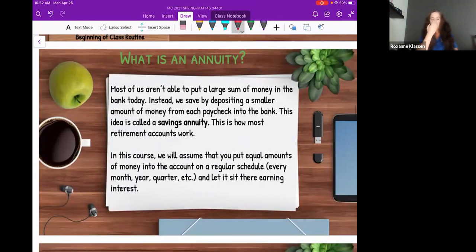Let's talk about what annuities are. So I don't know about you, but this is true for most people. Most people can't put in a large sum of money all at once, right? So they put in smaller deposits from each paycheck, right? And this is called a savings annuity. This is how most retirement accounts work. So in this class, we're going to assume that you put in the same amount of money into the account on a regular schedule, like every month, every year, every quarter, etc. And you let it sit there earning interest.